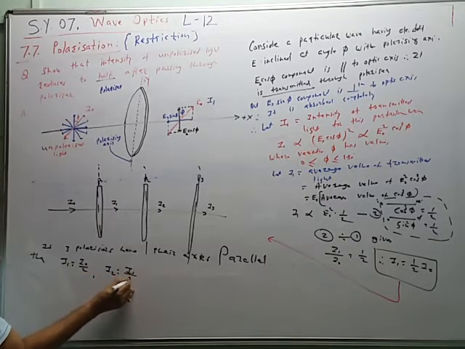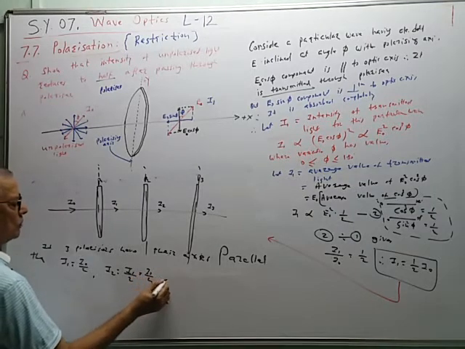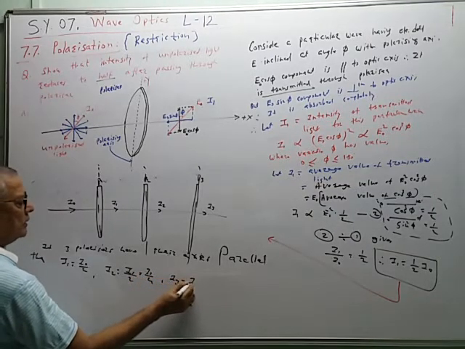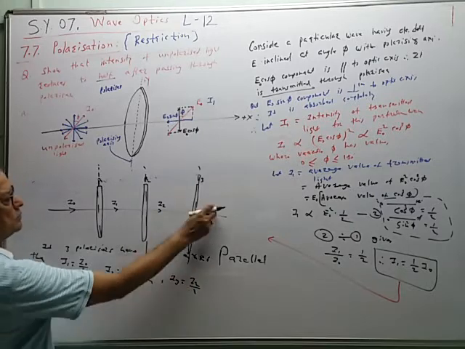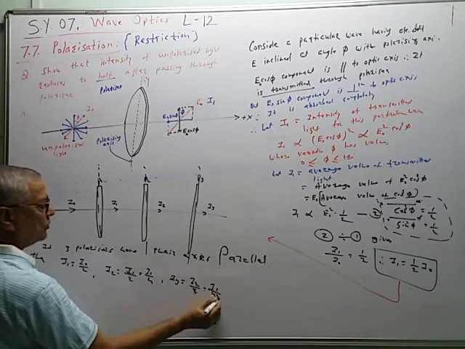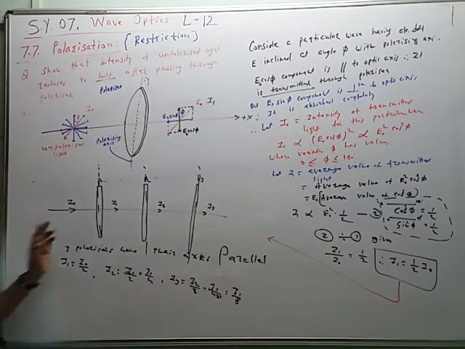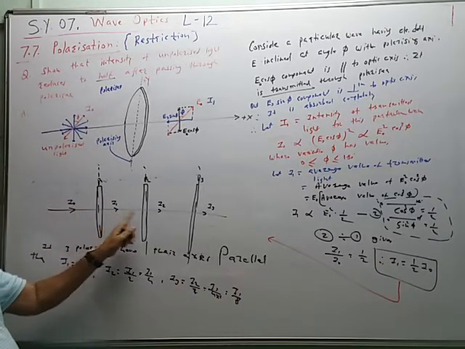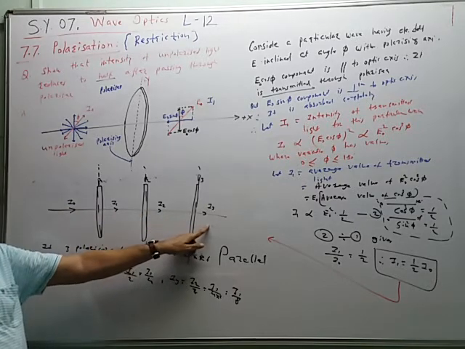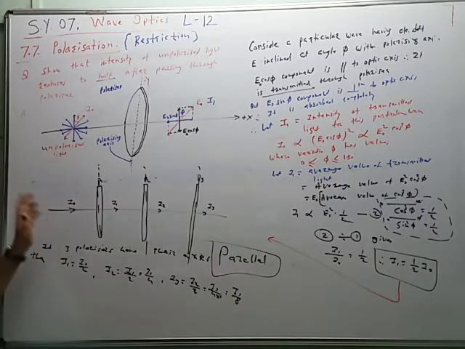I2 is equal to I1 by 2, याच्या निम्मे जाईल. So that is equal to I0 by 4. I3 is equal to I2 by 2, याच्या निम्मे इथे होऊन जाईल. So this is equal to I0 by 4 multiplied by 1/2, that is equal to I0 by 8. The intensity goes half: I0 by 2, I0 by 4, I0 by 8. But this is the condition: all the three axes must be parallel to each other, like this.